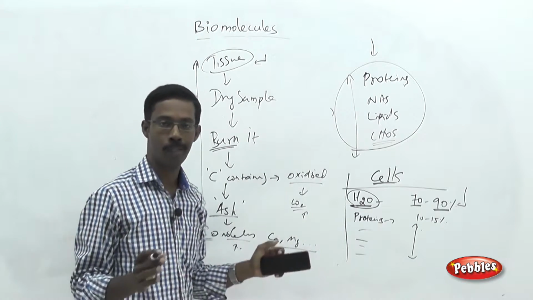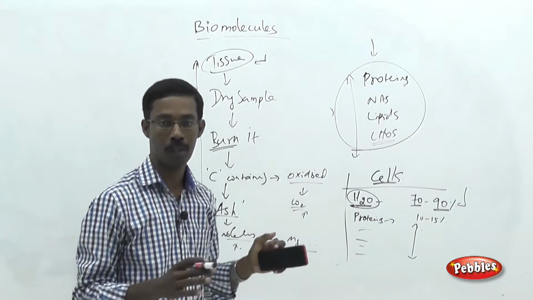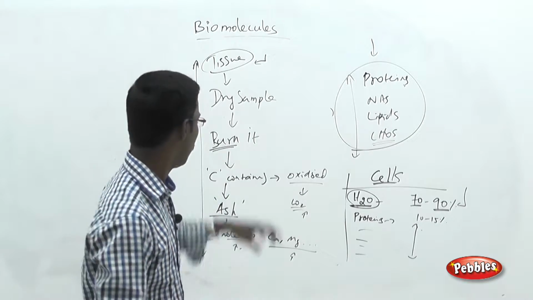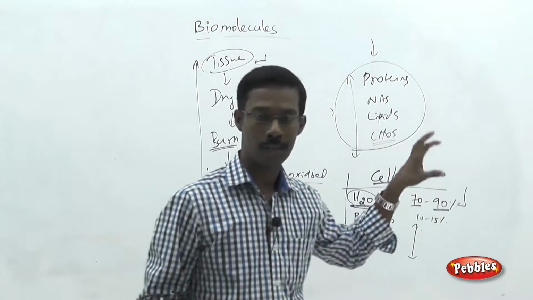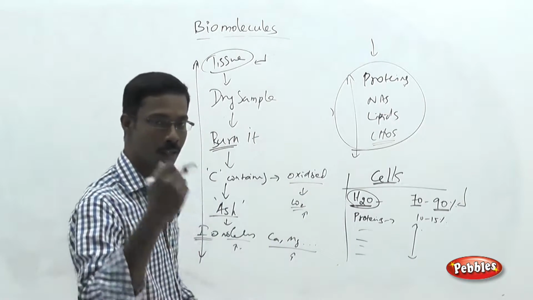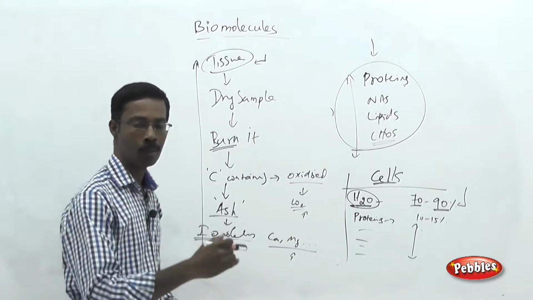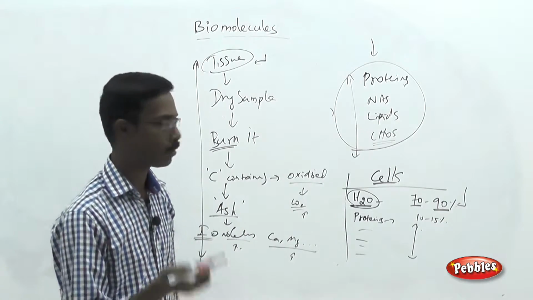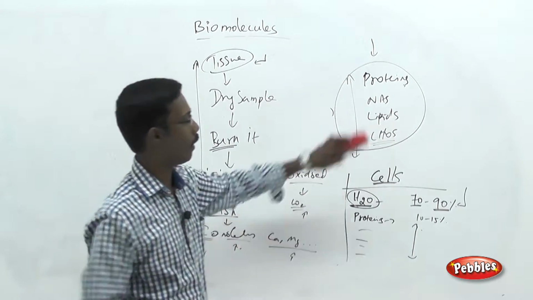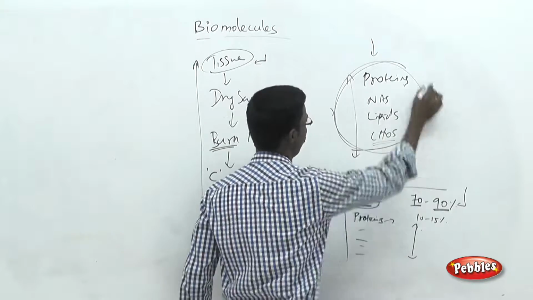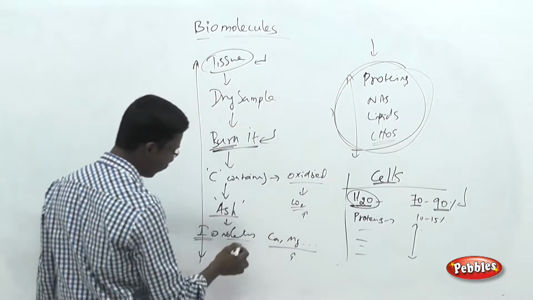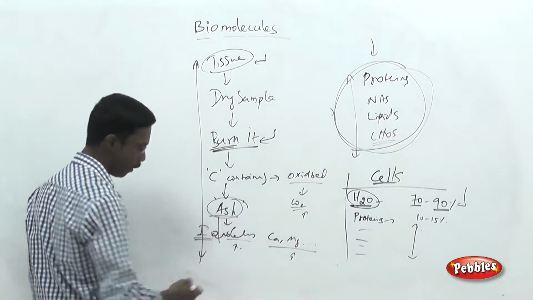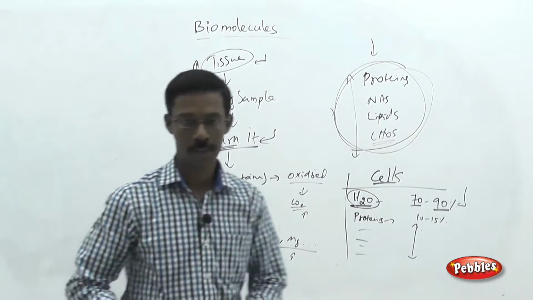In biomolecules we are going to study the chemical composition of any living cell, and we are going to perform the chemical analysis to analyze the composition of the cell. We can do the acid soluble test to get the organic compound list, or we can go for the burning experiment to get the ash that contains all the inorganic fraction of the particular cell.